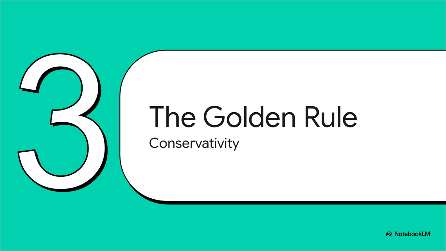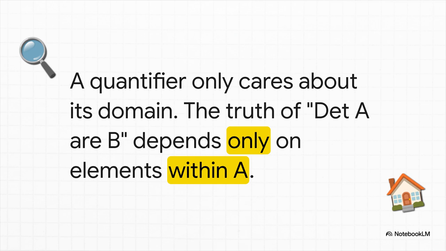Now, here's what makes this whole theory so incredibly elegant and powerful. It turns out that these quantifiers follow certain rules. And there's one golden rule that seems to apply to almost every single quantifier in every human language. It's got a kind of fancy name, conservativity, but don't worry, the idea behind it is actually pretty straightforward.